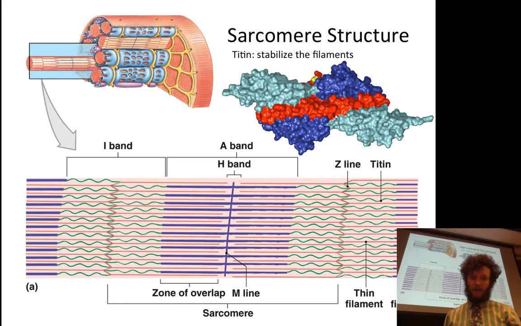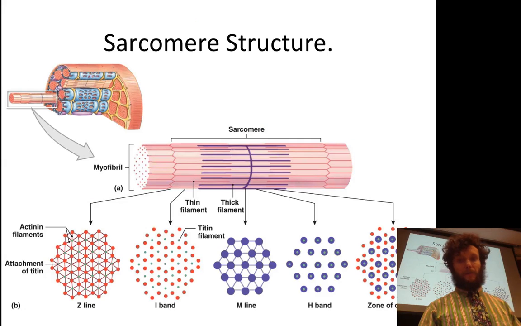So here is a cartoon that might make all of that a little bit easier to understand. I don't know if any of you watched Tintin when you were little kids, but this is not Tintin, it's Titin. And it's a little protein that connects from the Z line to the end of the thick filaments and helps keep these thick and thin filaments in line with one another. It's the interaction of the thick and thin filaments that causes contraction. We're going to see that in a moment.